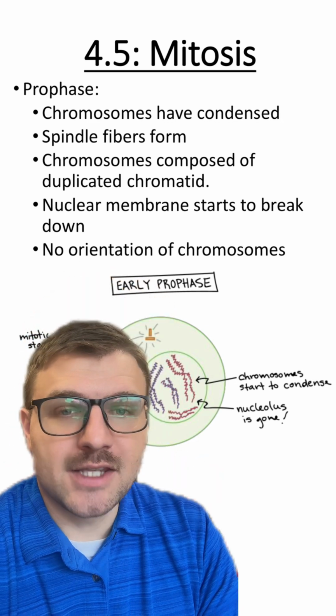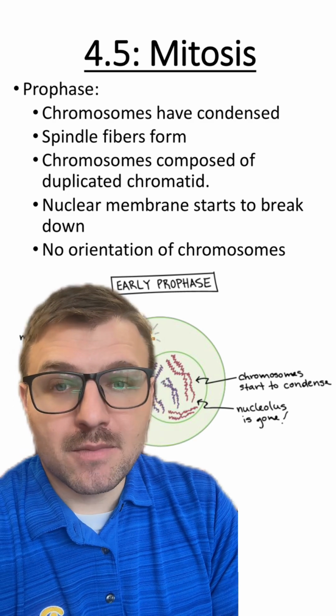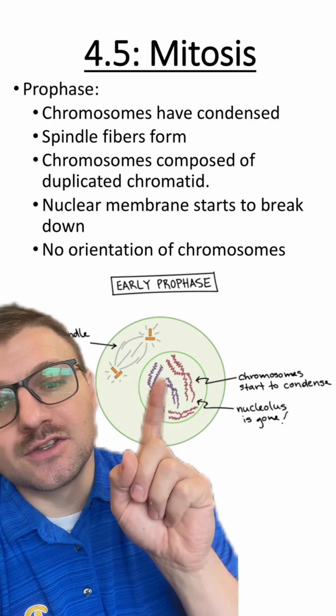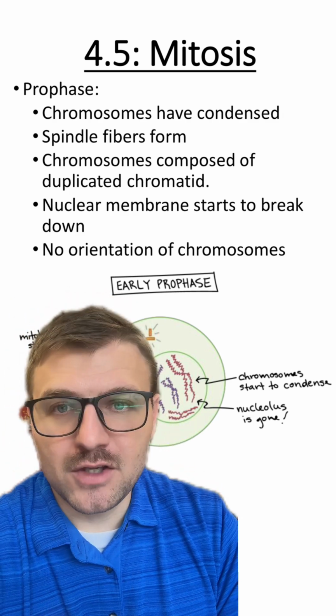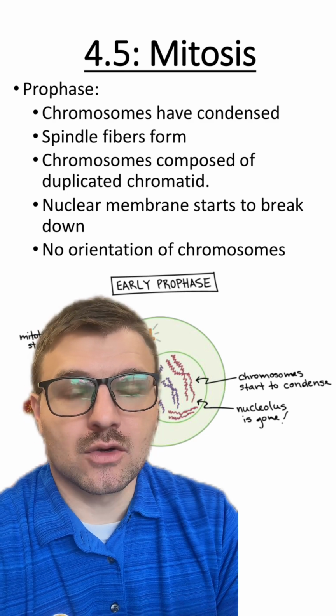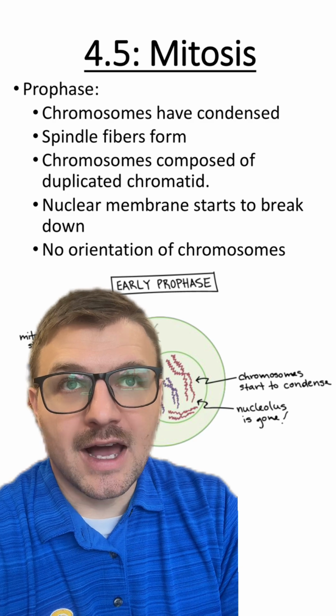At this point in mitosis, the nucleus or the nuclear membrane starts to break down. The nucleus needs to break down so the spindle fibers can attach to the chromosomes and then start to orient them in the cell. Just as a review, the main things that happen here are the chromosomes condensing and the cell is starting to get ready to divide the nucleus.